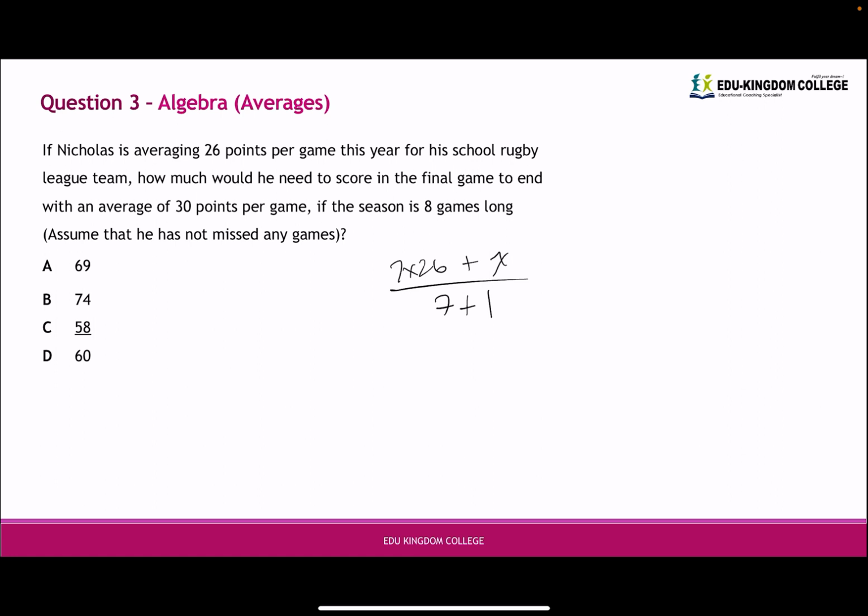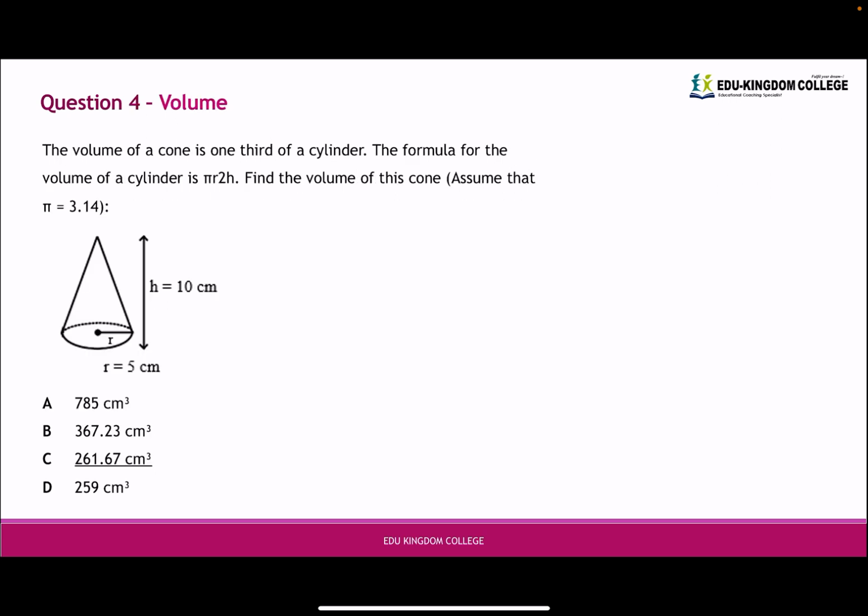We do know his final game is just worth one more game, so we're going to add 1 to the total number of games, and we know the goal is 30 points over the 8 games. 7 plus 1 is 8, move it over and multiply it, should give you 240. 7 times 26 should give you 182. So 182 plus x equals 240, so the difference is x. X should be 58. Okay, so 58 plus 182 gives you 240.